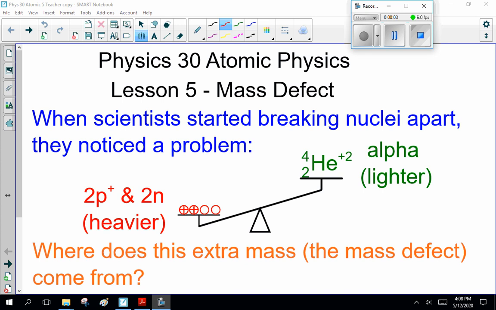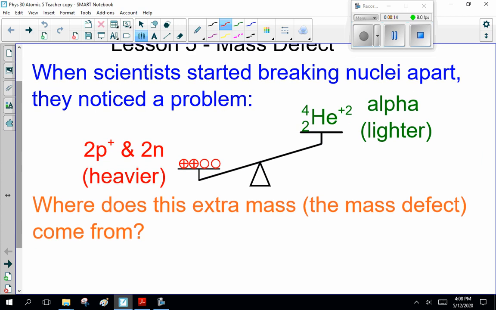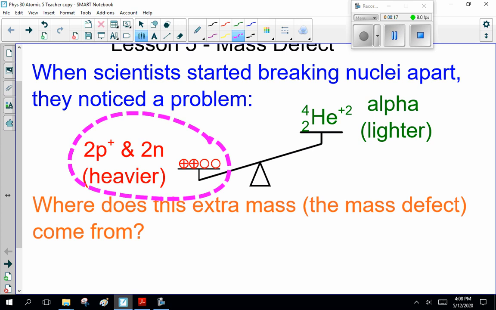Welcome to Physics 30, Atomic Physics, Lesson 5, The Mass Defect. Now, when scientists started breaking nuclei apart, they noticed a problem. When you took two protons and two neutrons and weighed them, they were heavier than when you put them together to form the alpha particle, or the 4-2 helium ion. Notice I said ion, there's no electrons involved, but even then, there's a difference in mass.